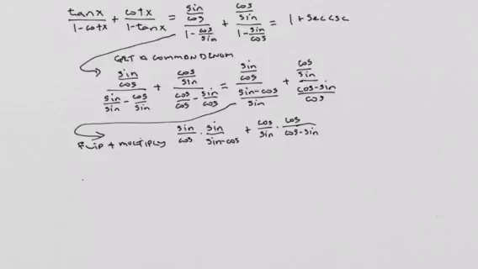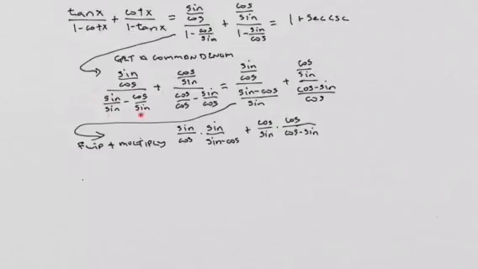Then I wanted to get a common denominator for this, and a common denominator there. And so for this, I'm going to multiply 1 by sine over sine. And here I'm going to multiply 1 by cosine over cosine. And that gets us to here. So that's sine over sine instead of 1, and cosine over cosine instead of 1.